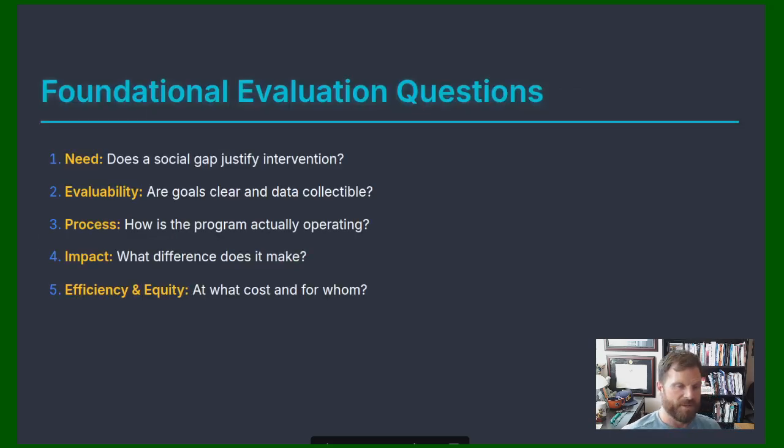The foundational evaluation question. So, whatever approach, the before and after, the with and without that we take, as we discussed in the first slide in the setup to this, there are foundational questions. Does something justify the public policy? Are the goals clear and is there data available? Can we evaluate? How does the program actually work? What's the process? What difference does the policy or program make? What is the impact? And then what are the trade-offs, the efficiency and equity, the other trade-offs that we talked about before? What are they and how do they impact the policy itself?